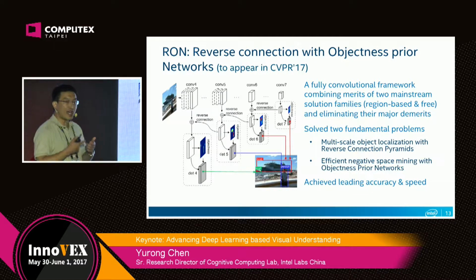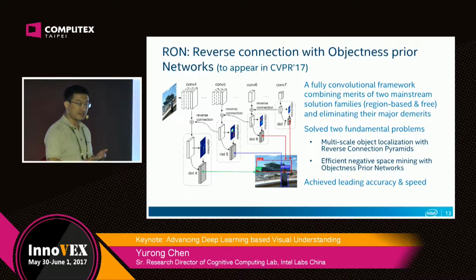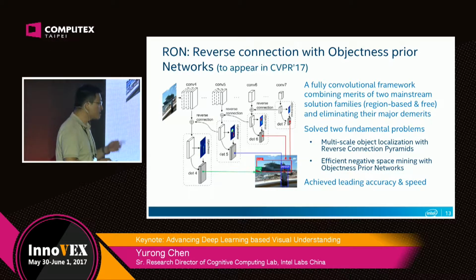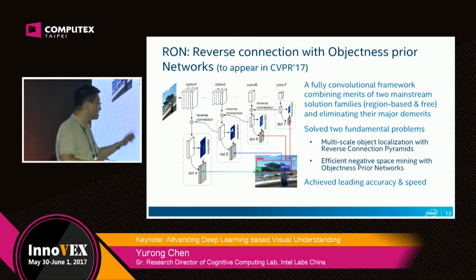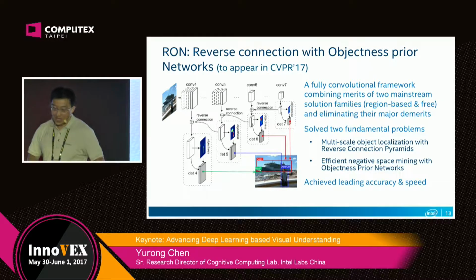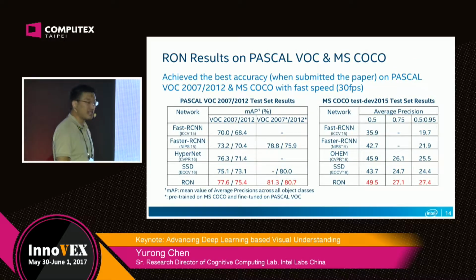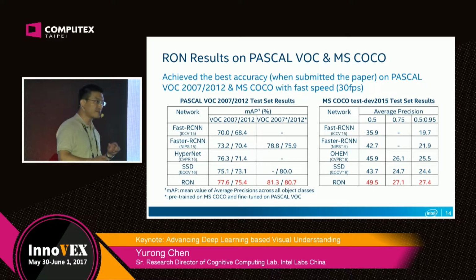The objectness prior maps could explicitly reflect the existence of an object, and objects with various scales will respond at the corresponding feature maps. RON can achieve leading performance, both in accuracy and speed. And this work will be published in this year's CVPR. We tested it on the famous Pascal VOC 2007-12 and MS COCO datasets, and it achieved the best single model accuracy when we submitted the paper.